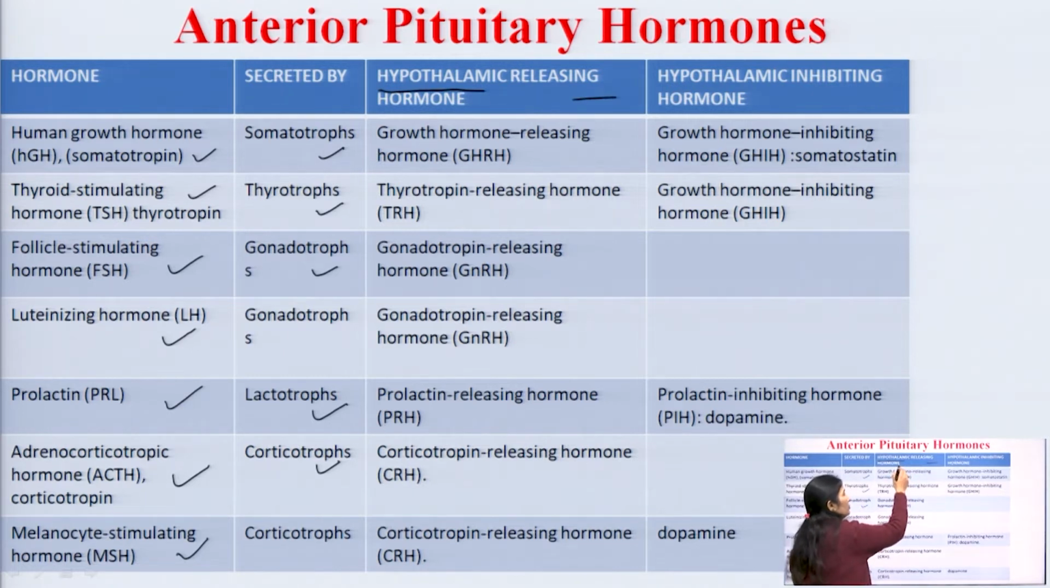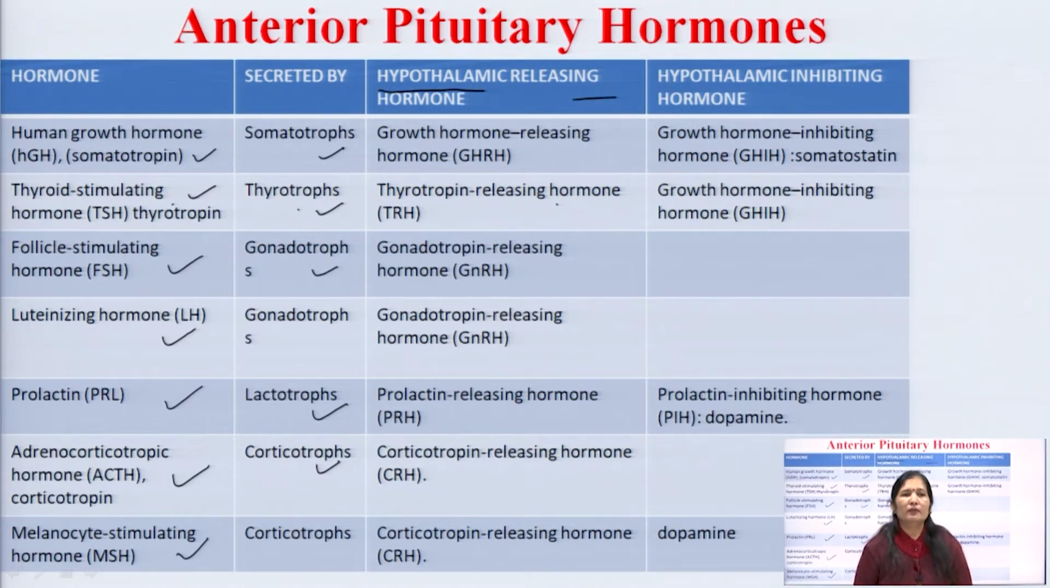Hypothalamic releasing hormones, which stimulate the release of hormones, are growth hormone releasing hormone, which stimulates the release of growth hormone from the somatotroph; thyrotropin releasing hormone, which stimulates the release of TSH from the thyrotroph; gonadotropin releasing hormone, which stimulates the release of FSH and LH from the gonadotroph; prolactin releasing hormone, which stimulates the release of prolactin from the lactotrophs; and CRH, corticotropin releasing hormone, which stimulates the release of ACTH and MSH from the corticotrophs.